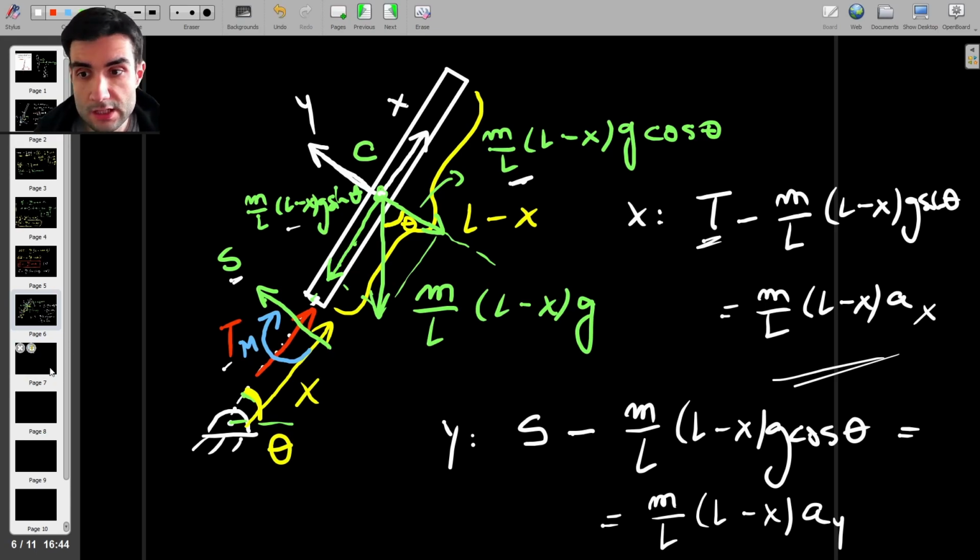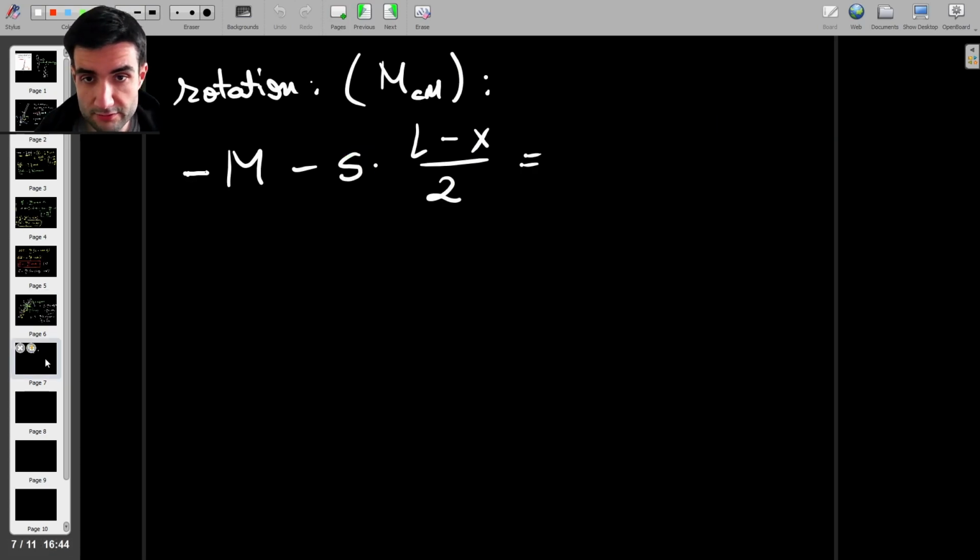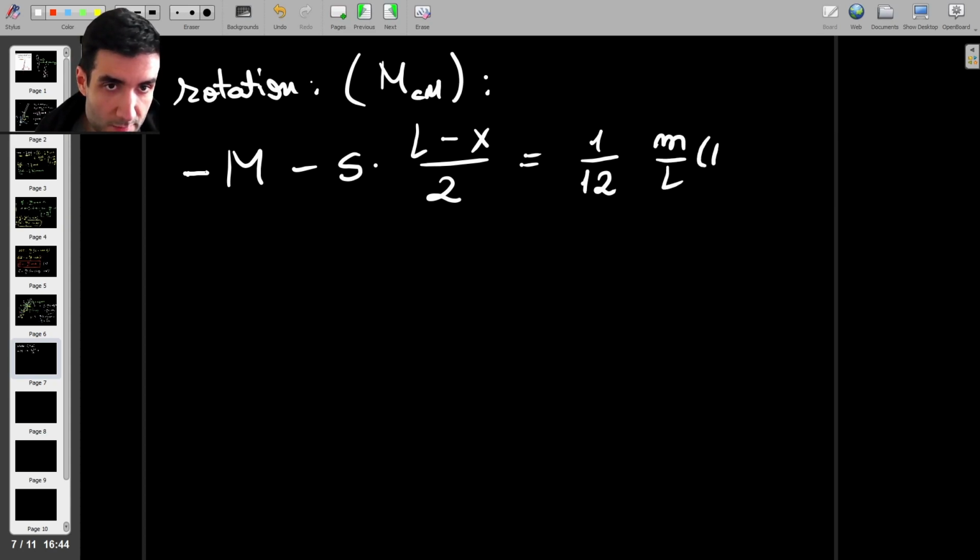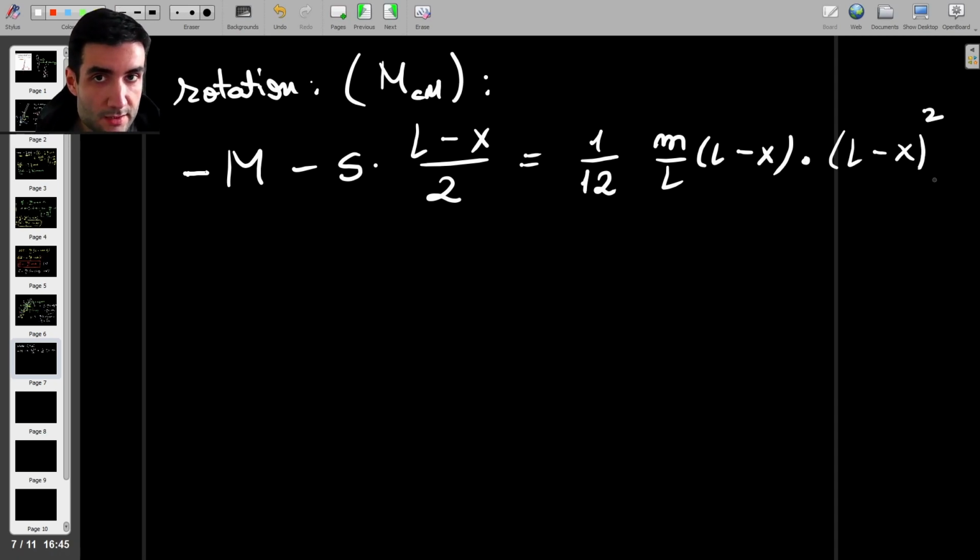doesn't produce a moment. So this is going to equal the moment of inertia about the center of mass, which is 1/12 times the mass of the bar, which is m over L times (L minus x), multiplied by the length of this section of the bar squared, so that's (L minus x) squared, multiplied by the angular acceleration, theta double dot, which we don't have a value for, but we have an expression for in terms of other things.